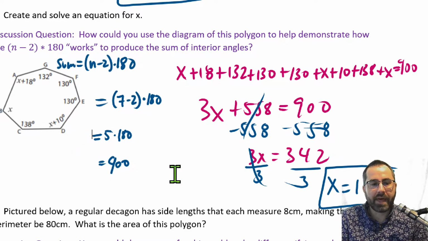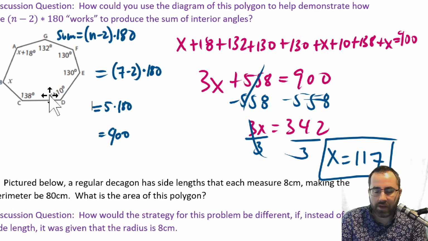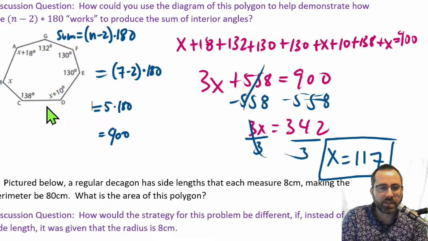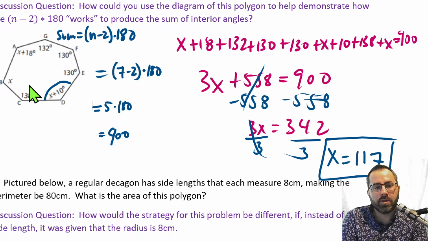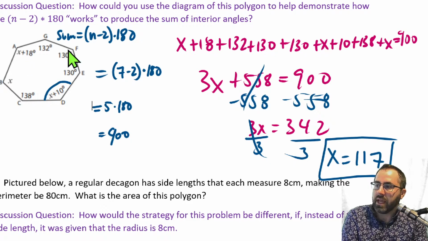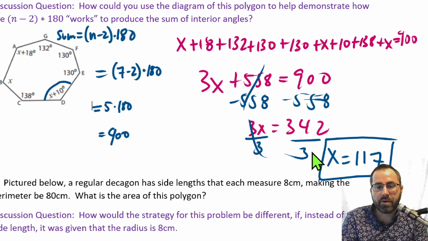And that is the measure of x. The concept is that if you put this value of x right here, for example, this angle that I'm labeling would be 117 plus 10, 127. You could do the same for the other unknown angles. And then you add up all those angles, you should get 900. And the equation does the beautiful algebra work for you.